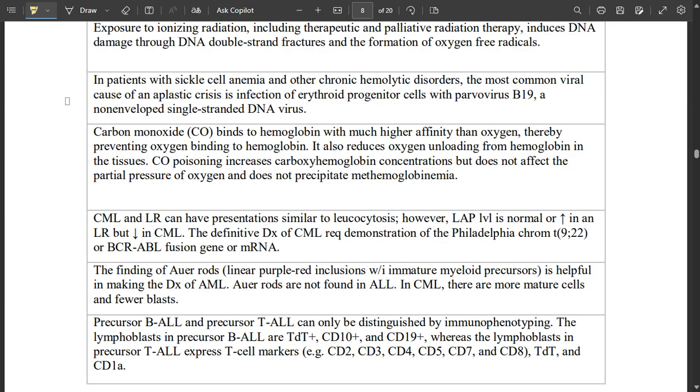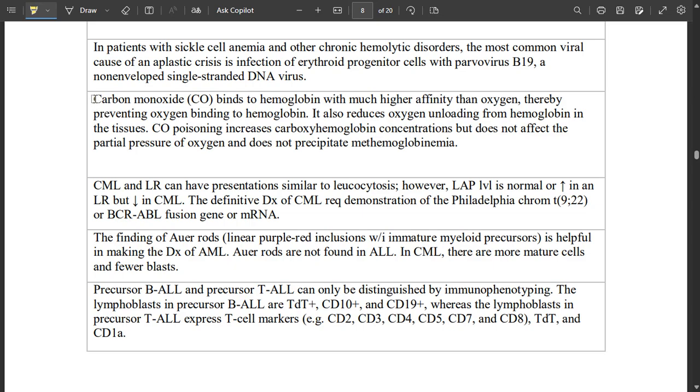So in patients with sickle cell anemia and other chronic hemolytic disorders, the most common viral cause of aplastic crisis is infection of erythroid progenitor cells with parvovirus B19, a non-enveloped single-strand DNA virus. It affects the erythrocytic precursor cells in the bone marrow.